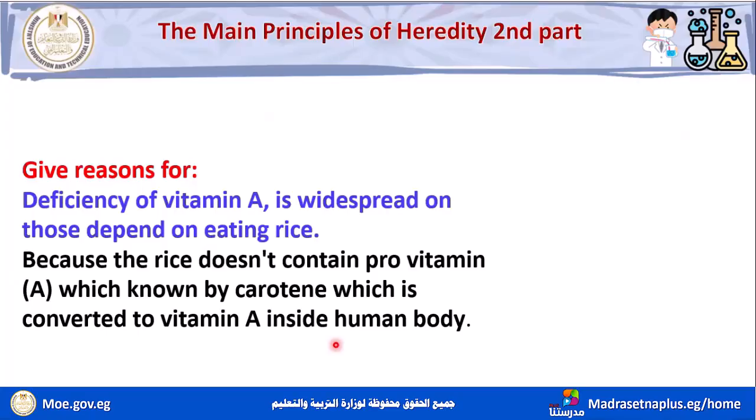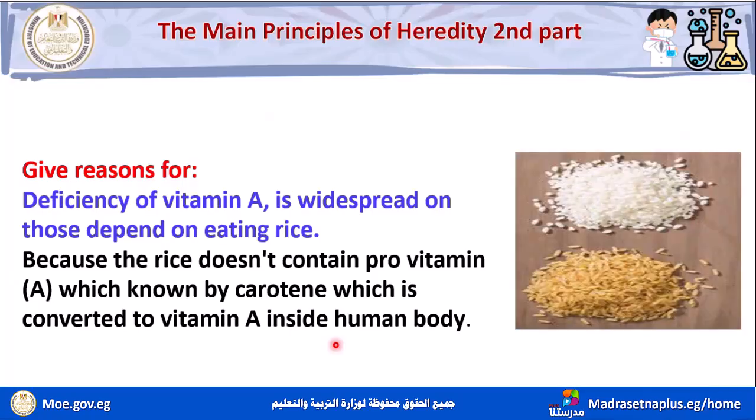Give reasons: deficiency of vitamin A is widespread among those who depend on eating rice, because rice doesn't contain provitamin A, which is known as carotene, which is converted to vitamin A inside the human body.